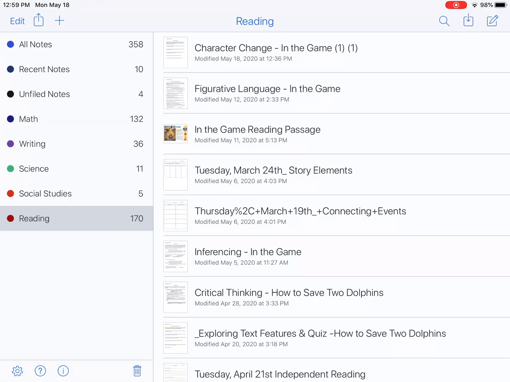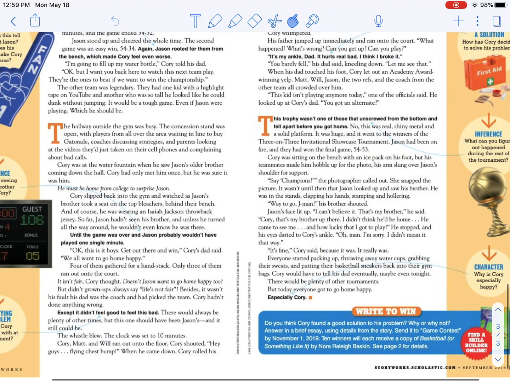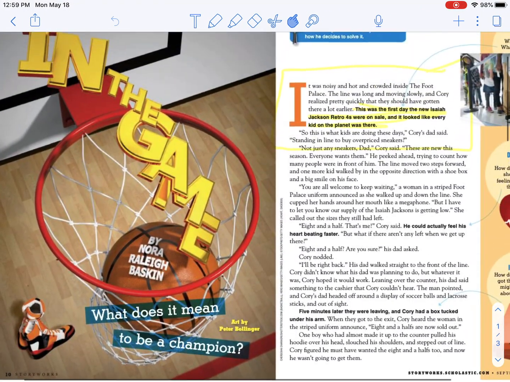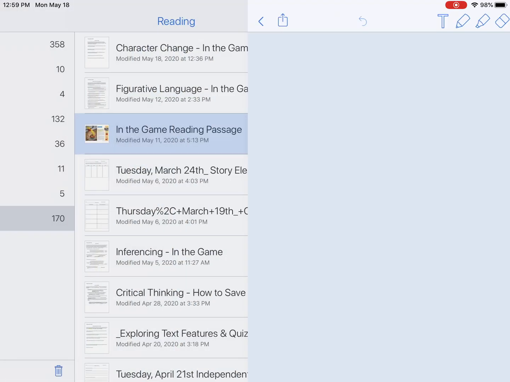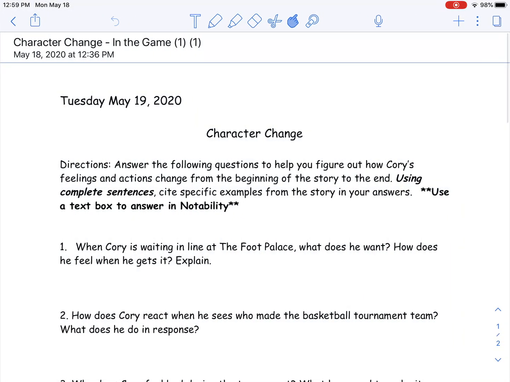All right, everybody, this is your last day of fourth grade reading e-learning. What you're going to need for today is your In the Game passage that we've been working with. You should have exported the character change document. We're going to be talking about the main character, Corey, in this passage and how he changes.